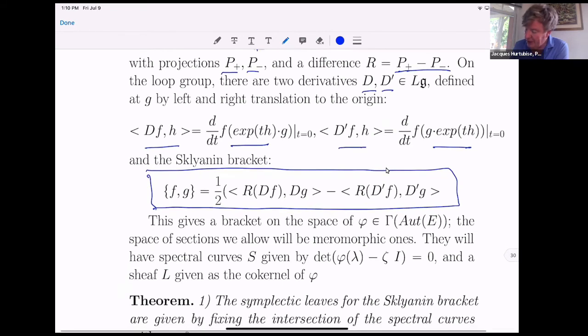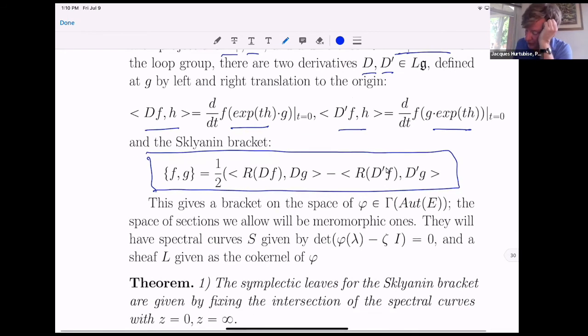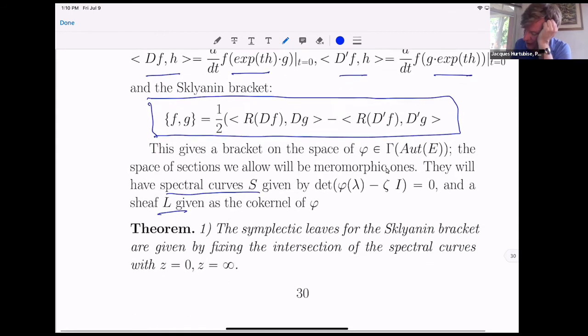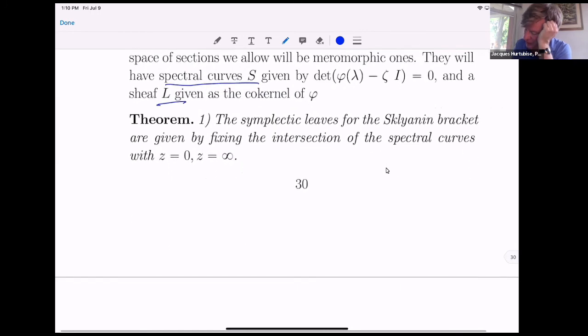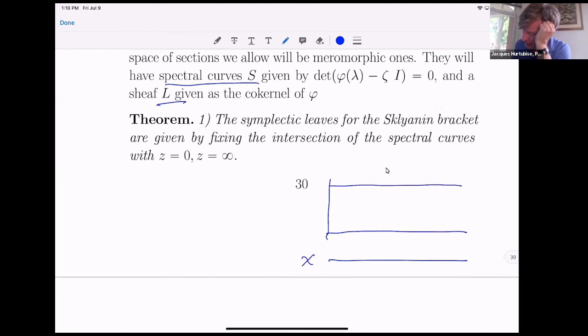It gives you a bracket on the set of automorphisms of E. So somehow you don't want to think of them as endomorphisms, you want to think of them as automorphisms. Of course, they're all matrices. But there's a reason. And so you'll still have spectral curves, you'll still have the sheaf L, but now you see your symplectic leaves are a little bit different. So here's sigma, or here's x rather, and you've got a sort of P1 over it, in which the spectral curves are living.